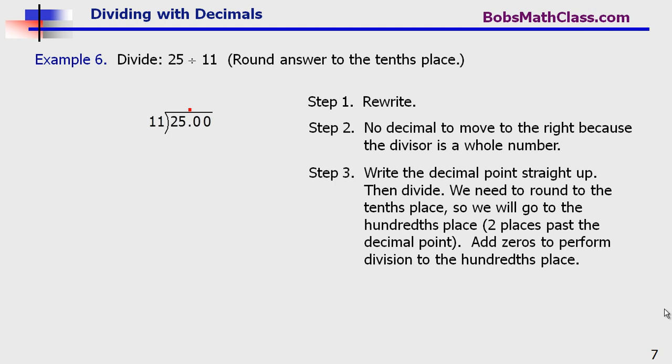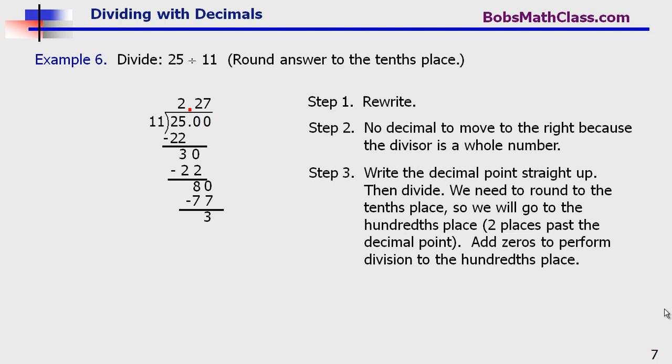Okay, 11 doesn't go into 2. 11 into 25 is twice. That's 22. Subtract. Bring down the next number, which is 0. 11 into 30, again twice. Subtract to get 8. Bring down the next number, 0. 11 into 80, 7, right? 77, 3. Okay, it's going to keep going, but we're not going to worry about that.